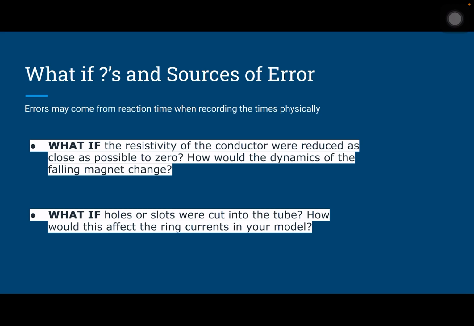So what if holes or slots were cut into the tube? How would this affect the ring currents in my model? If there were holes in the tube, this would affect the ring currents. Depending on where the holes are, it could create some inconsistencies in the end calculation of our delta flux, because there would be other forces, in quotes, acting on it. Like there would be more air resistance because more air is allowed to flow into it.